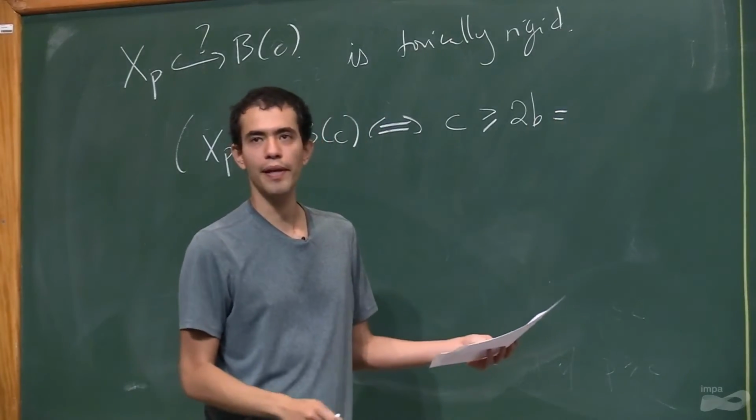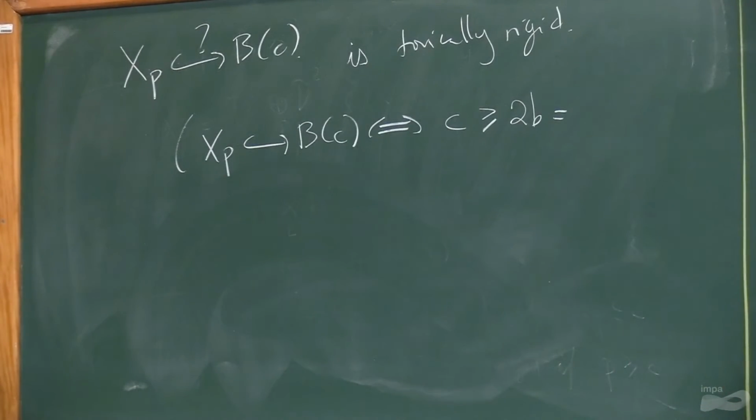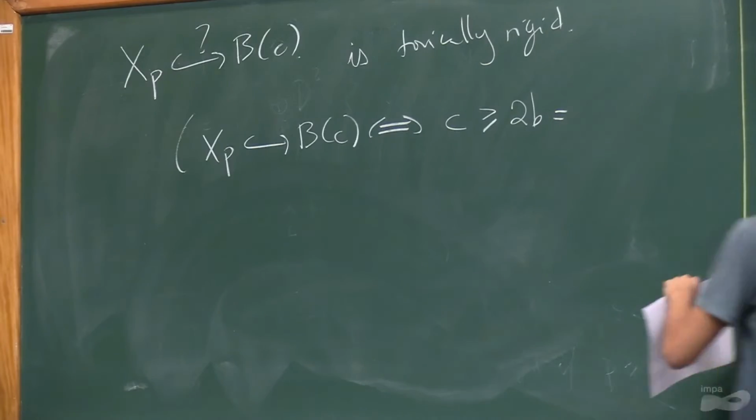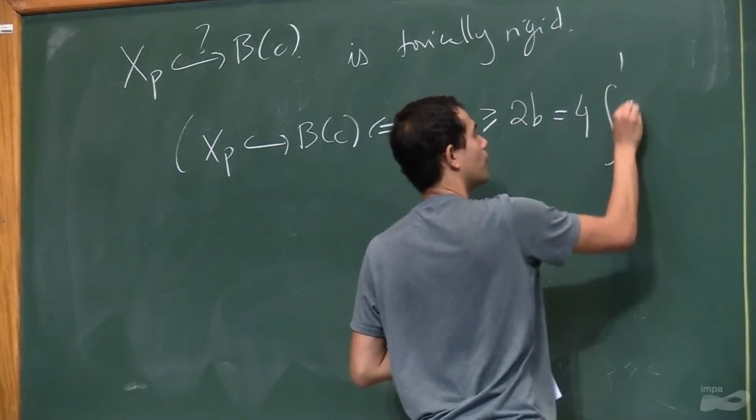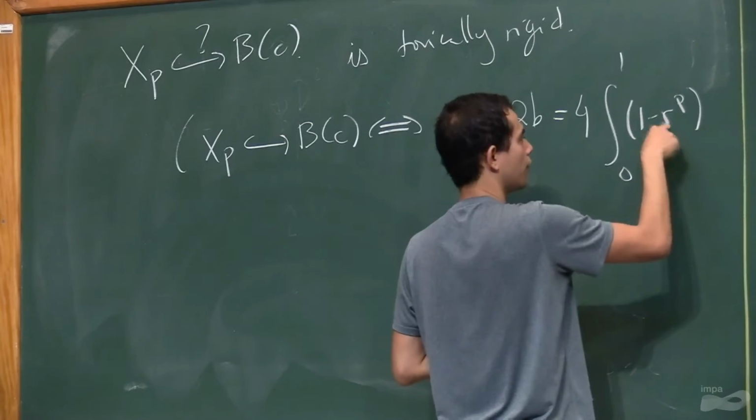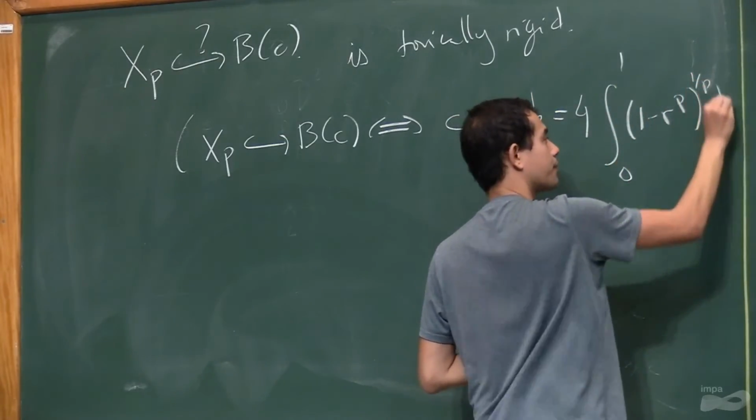And if you compute 2b, so what's 2b? B is this x coordinate at the intersection with the line x equals y, which is what you get basically when you plug in v equals 0 at G_p. So if you plug in v equals 0 here, the bounds are going to be 0 and 1. And you're going to get the integral of (1 minus r^p)^(1/p). So this is going to be 4 times the integral from 0 to 1 of (1 minus r^p)^(1/p).